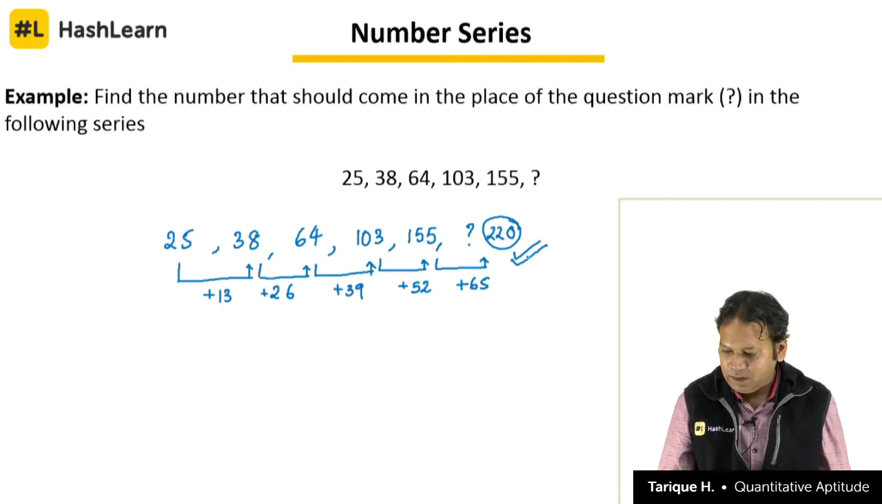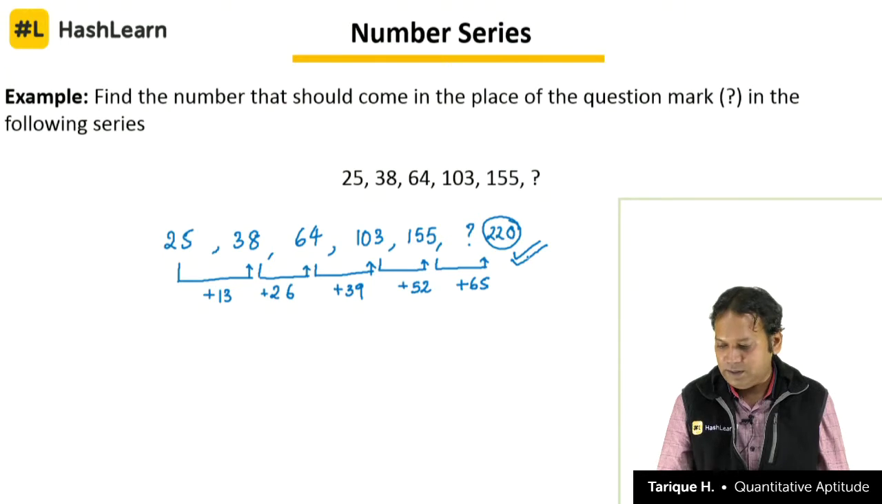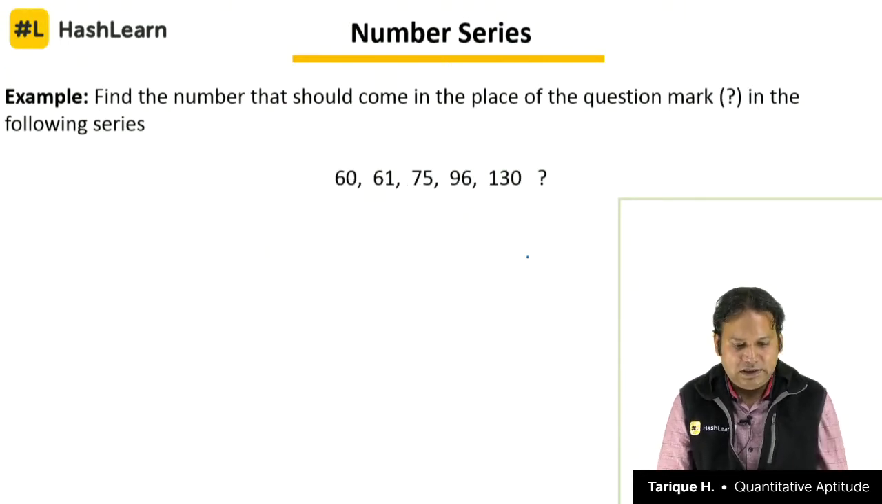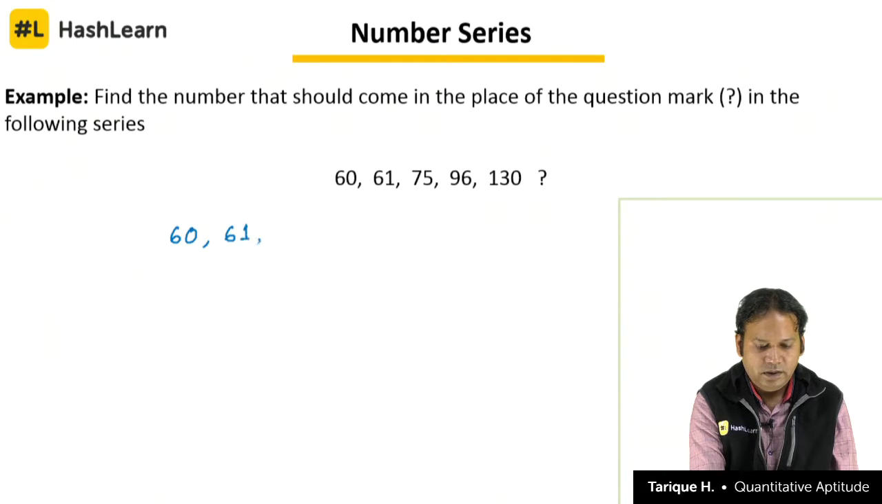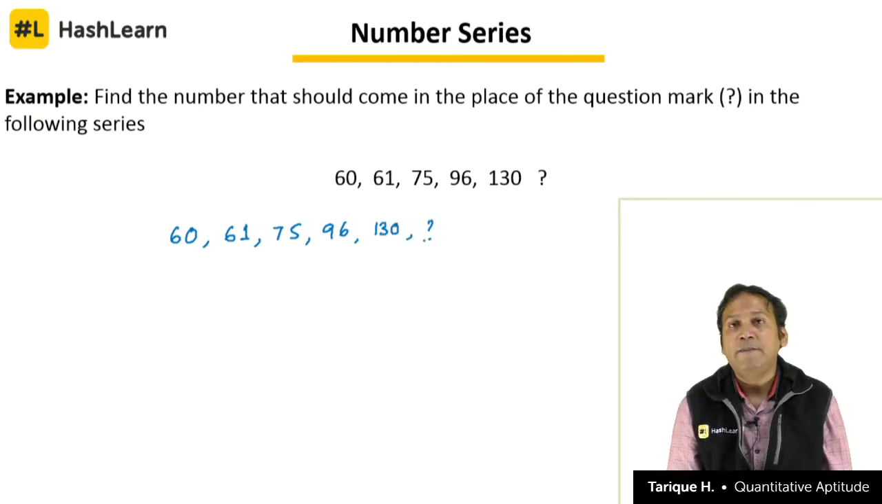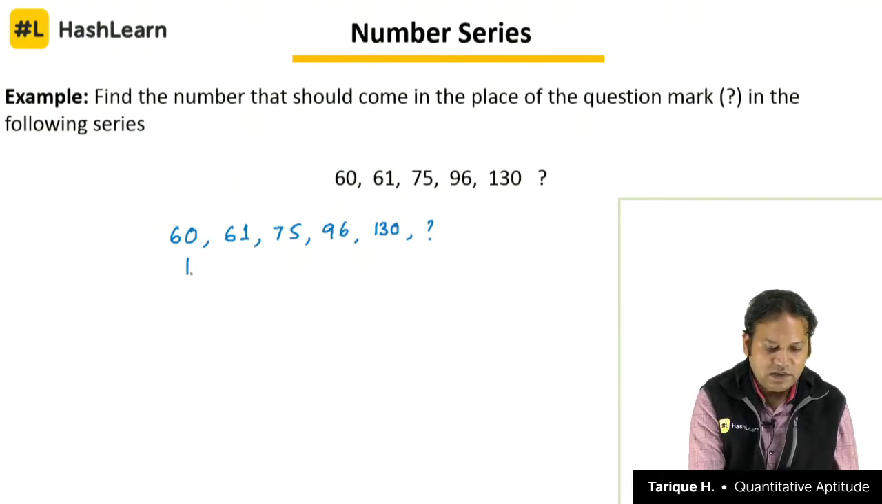Okay. Now let us look at the next question: 60, 61, 75, 96 and 130. So let us first write down and see what is the logic. If you want, you can try along. Look at the numbers 60, 61, 75, 96 and 130. When we see a question, we do not know what type of question this is based on, and then what we should do is always start with difference. Get the difference as fast as possible.